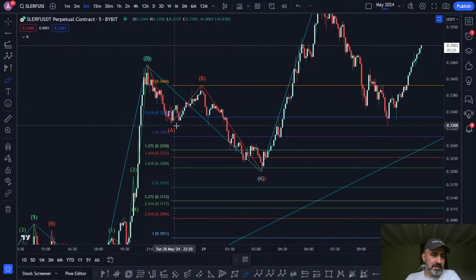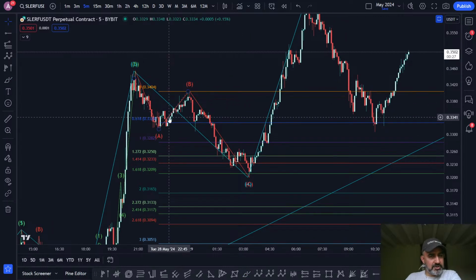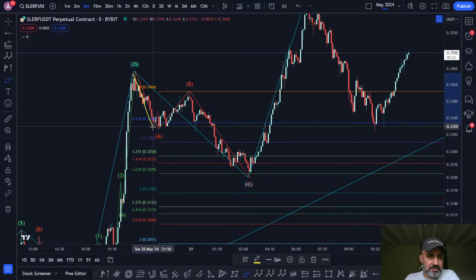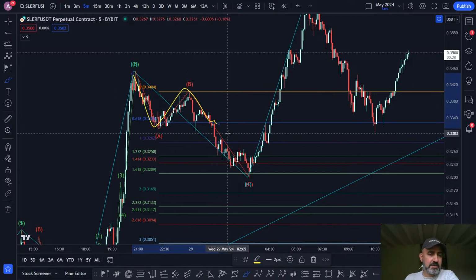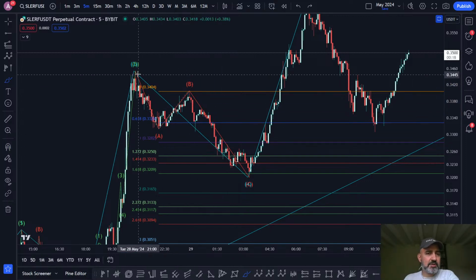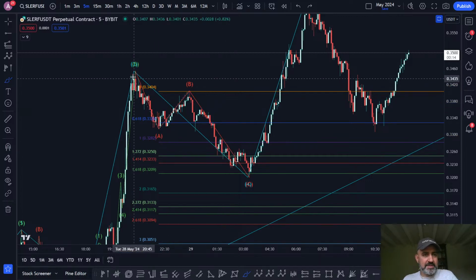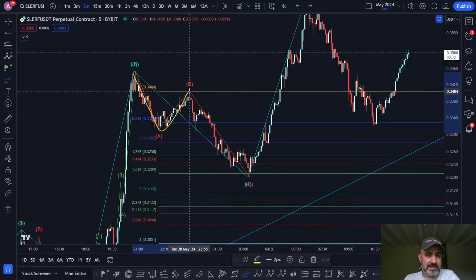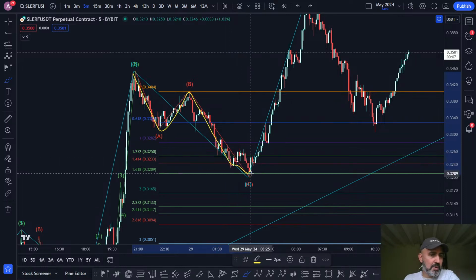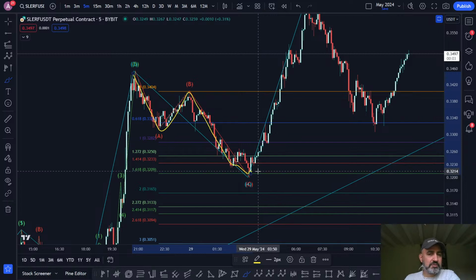You might get a very shallow correction that could bring you just back to the 618. A normal, balanced correction could just be back to the 1-to-1, and then you have an extended zigzag which took you all the way down to the 1.618. So that was a good target for a reversal. That was a really extended one, and as you can see, you had a reversal here.